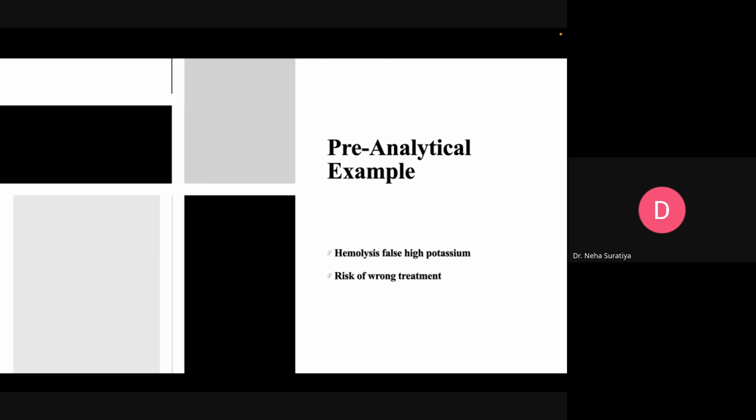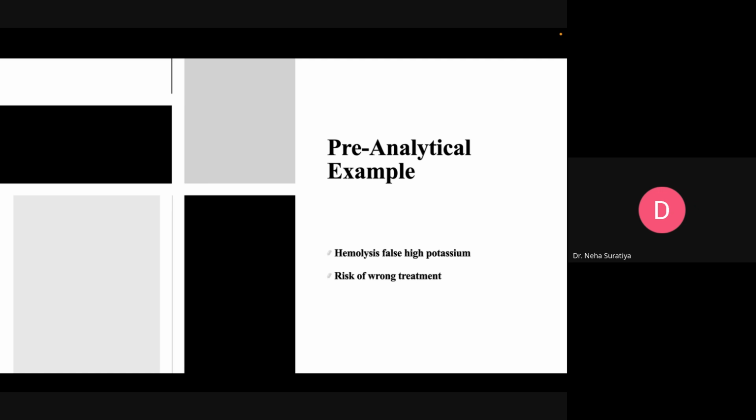So let us take a very common example here. A lab report shows a very high potassium level. Now, before assuming the patient has true hyperkalemia, always check whether the sample was hemolyzed or not. Don't worry if you are not understanding this example right now. We will be discussing all those things in our upcoming modules.